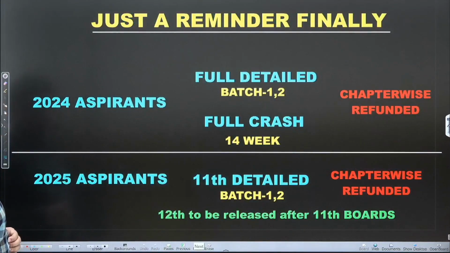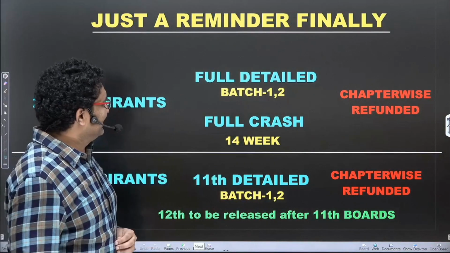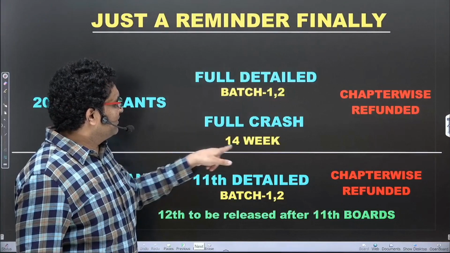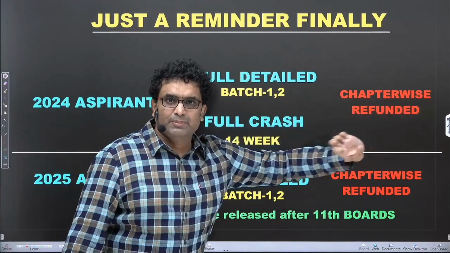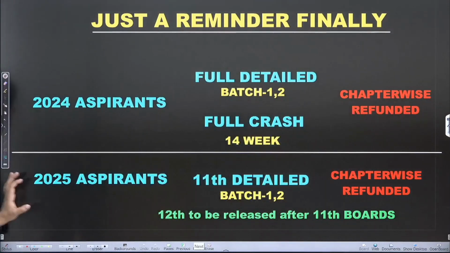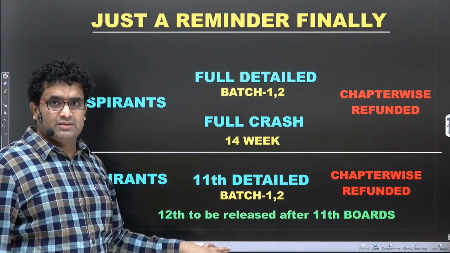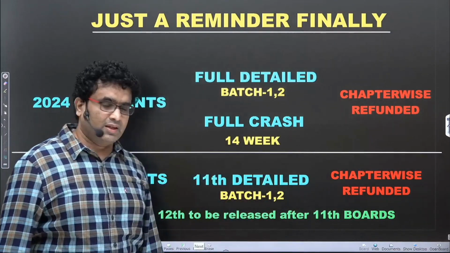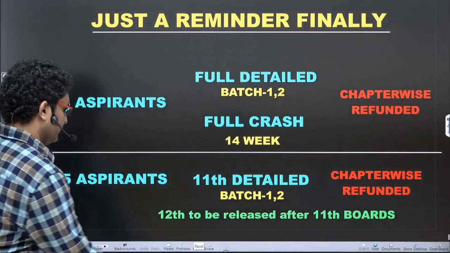So that's it. For 2024 aspirants, this is a summary. I have this way of teaching, okay? So batch 1 and 2, 14 weeks for crash course. Right now, chapter wise will be refunded. For 2025 aspirants, you have the 11th class syllabus detailed course launched. Both 1 and 2 are there right now. 12th will be released after the 11th boards. Okay.